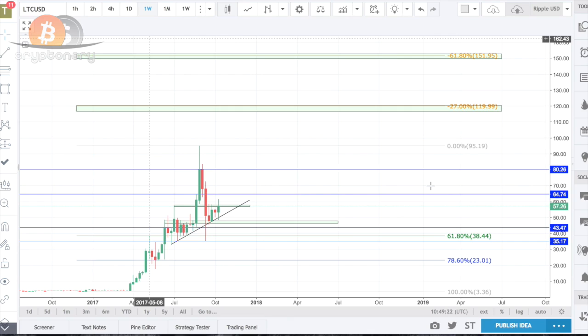We're now going to move on to how to actually buy and sell the cryptocurrencies and how to navigate through exchanges.